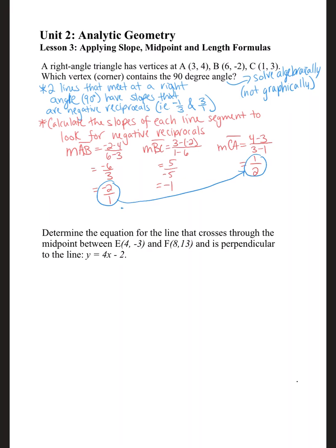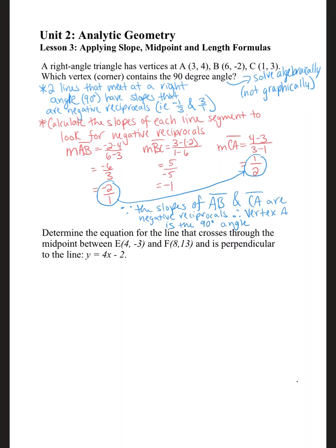So we can say, since the slopes of AB and CA are negative reciprocals, therefore vertex A, so the corner of A, if we were thinking about the triangle, is the 90-degree angle.